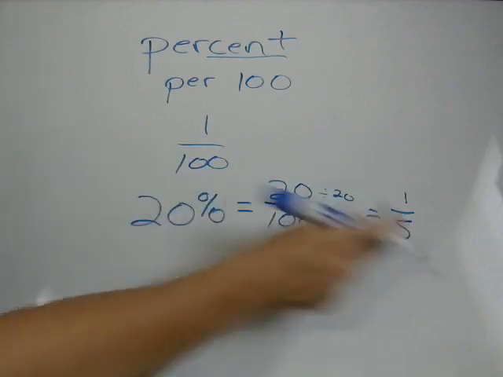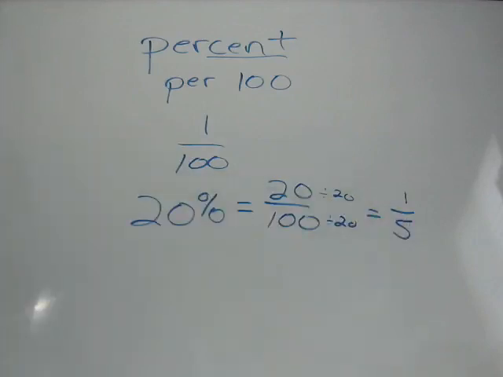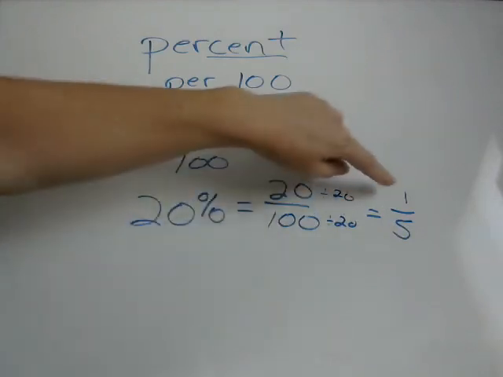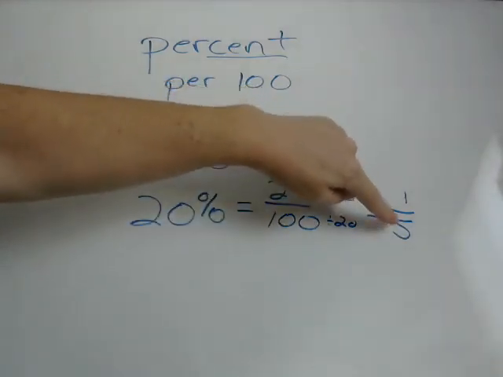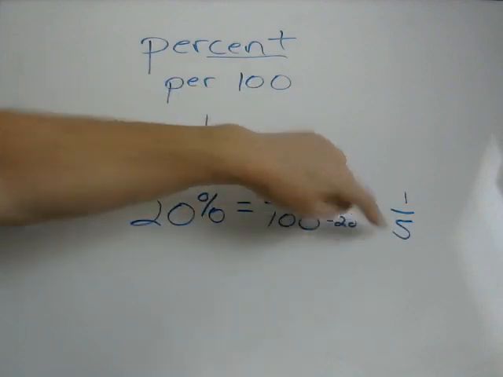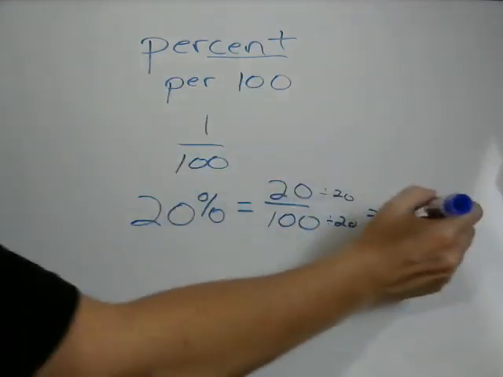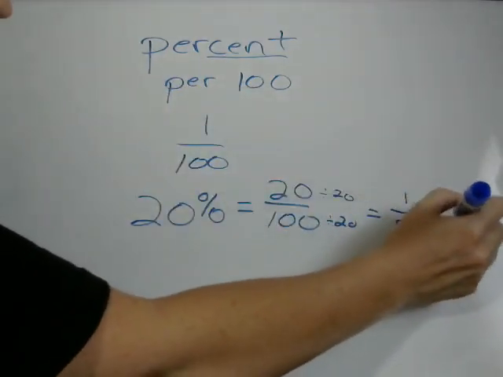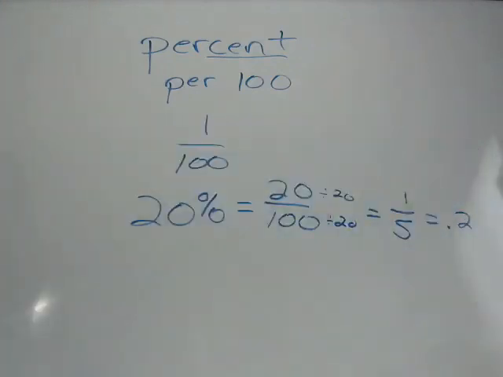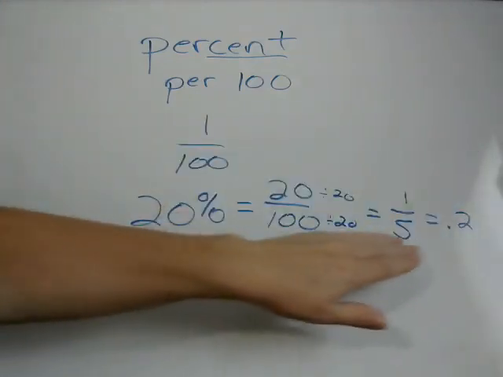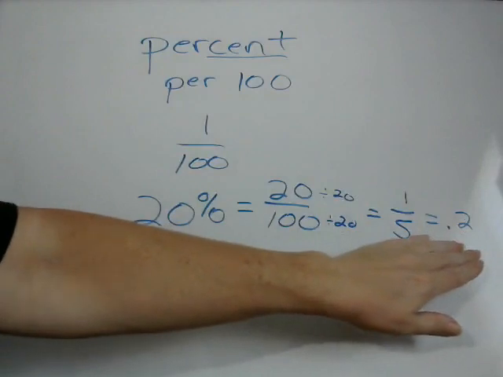Well, how do we write 1/5 as a decimal? Remember, with any fraction you just read it numerator to denominator. So numerator divided by denominator, 1 divided by 5. You plug that in your calculator and you get 0.2. So 20% is the same as 1/5, which is the same as 0.2.